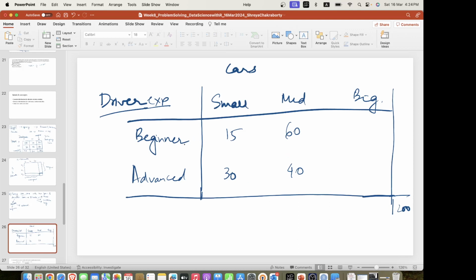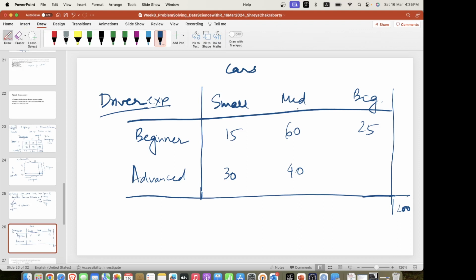Similarly, here how many do I have? 25 people are beginner but they are testing on a big car, and this would be 200 minus 100, this is 15, 40, 70, so 30. Alright, so then this table is a table of the absolute frequencies.